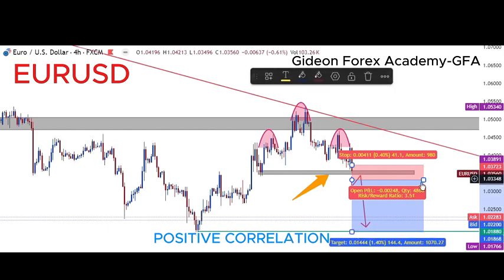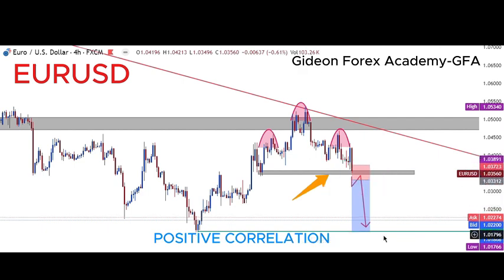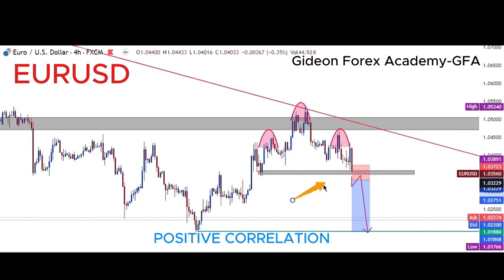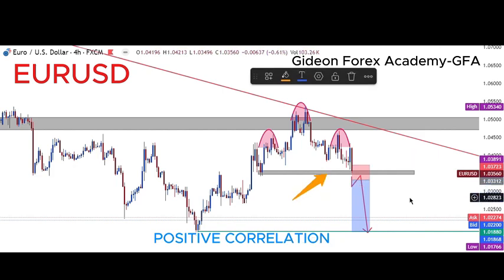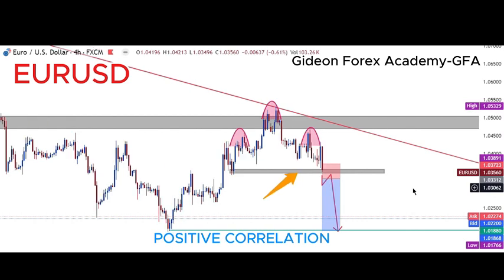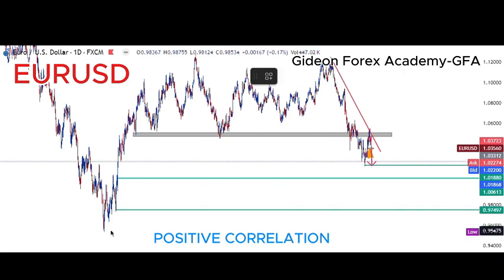And please don't sell on a 4-hour time frame. I'm just illustrating and speculating on where the market is most likely to go with the Euro USD. But when you go back to a 1-day time frame here, and then also down here and all the way down here, this is possible, guys.